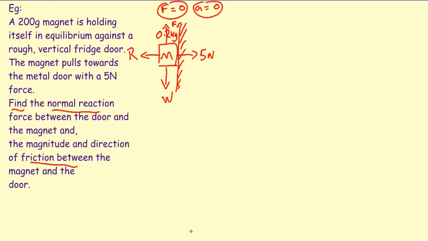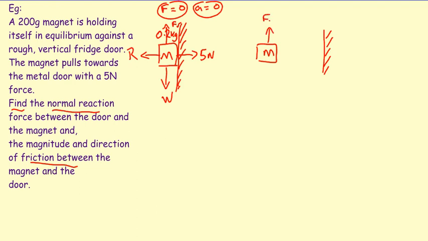I've always said to draw your diagram and then draw separate diagrams for each object involved. We've kind of done that already. We could do one for the magnet and one for the fridge door, but since we're just interested in the magnet, we can kind of ignore this one. And I'm just going to relabel this.